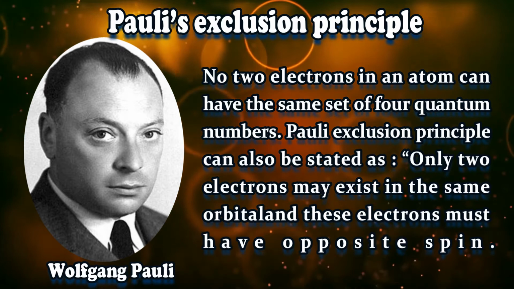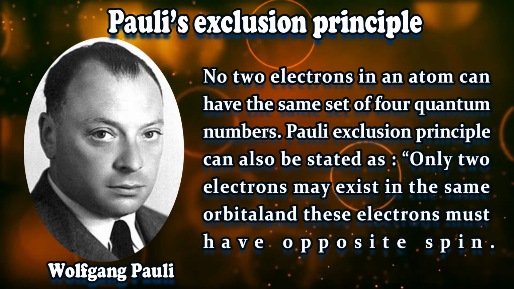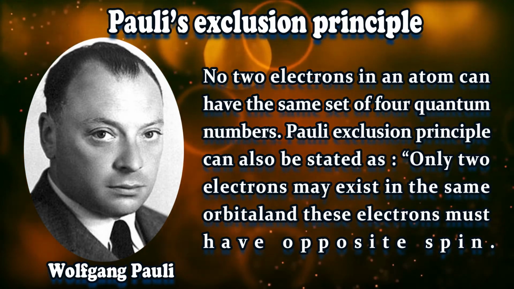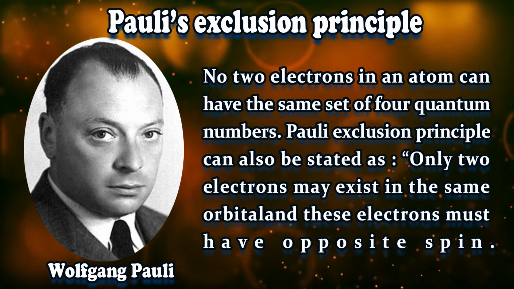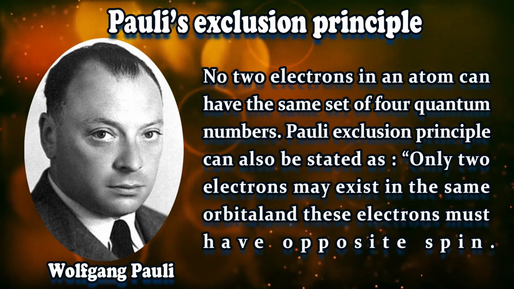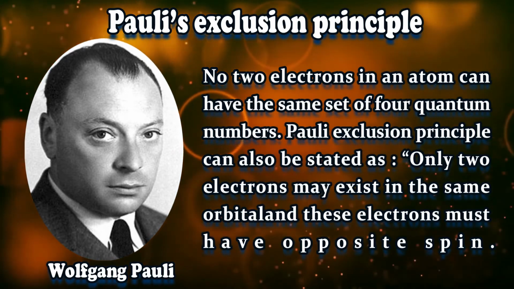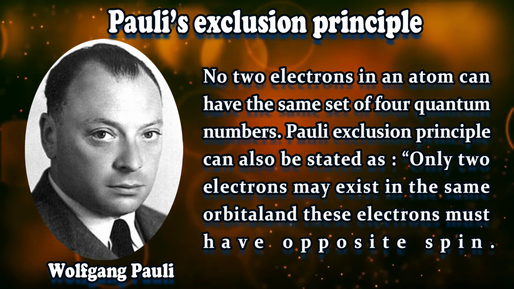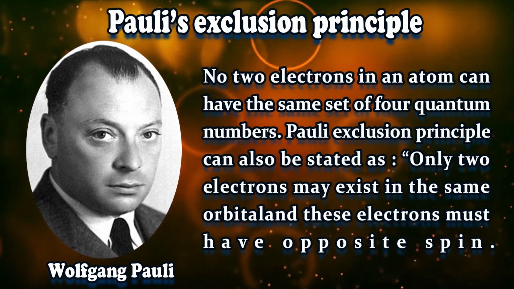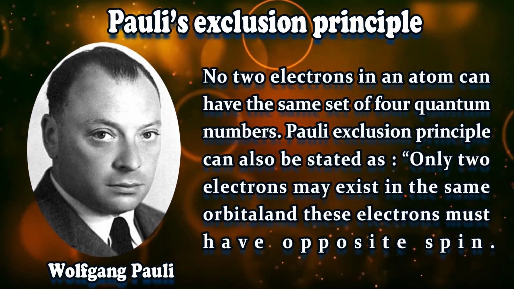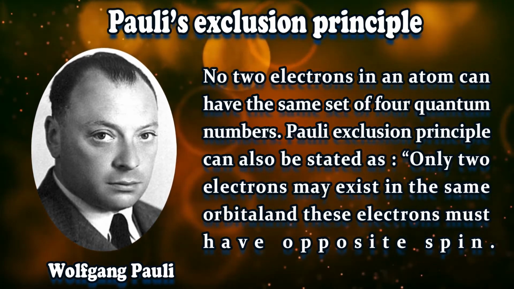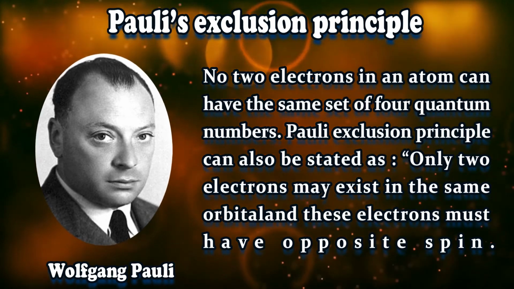But whenever it comes to the 4th quantum number, the ms, the spin quantum number, then we will see that if one electron has plus half, the other must have minus half, right? That is what is being explained in the Pauli exclusion principle, that no 2 electrons in an atom can have the same set of 4 quantum numbers. Yes, every electron will have a different set of quantum numbers. Also it is stated that only 2 electrons can exist in the same orbital, and these 2 electrons must have opposite spin. If one has plus half, the other must have minus half, right? So this is what the Pauli exclusion principle is saying.